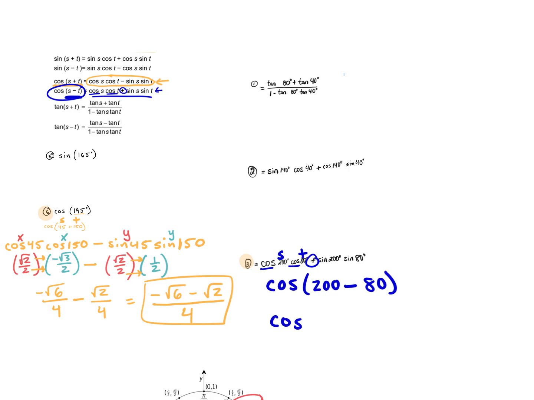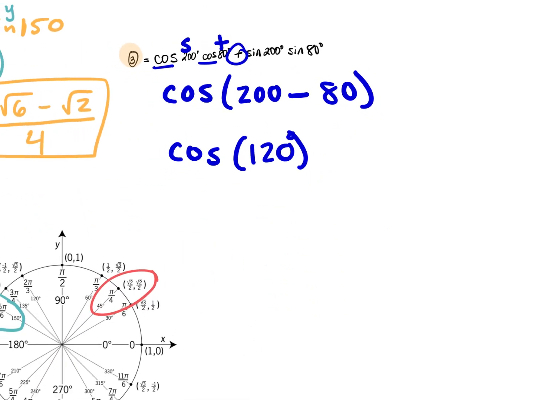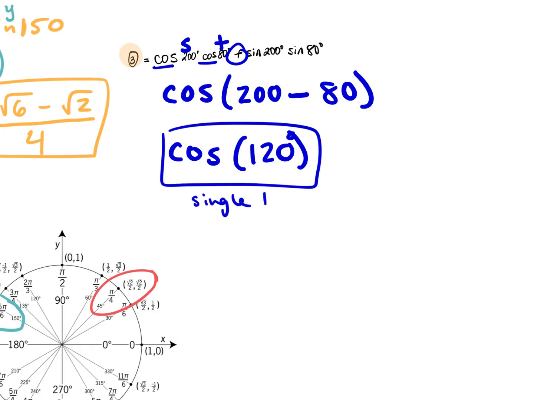So cosine of 120. Now this is the first part of the question. It's going to say to simplify it to one trig function. So this would be our single trig function. So this is one answer to the question.